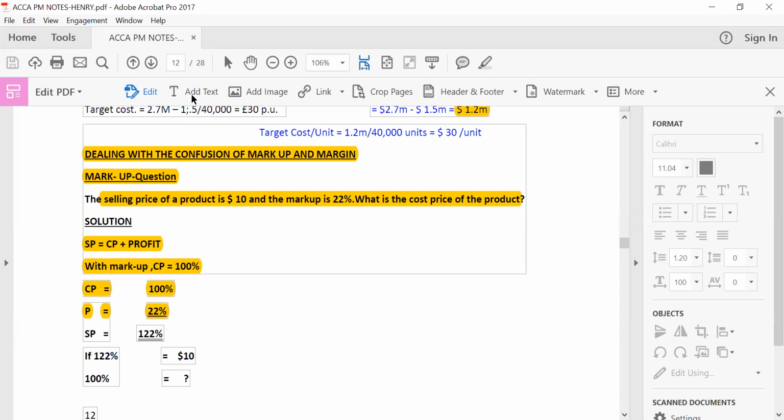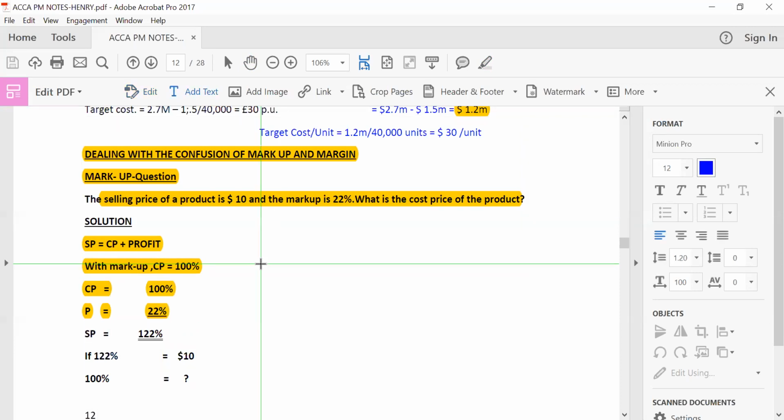Because anytime we talk about markup, cost price is 100%. That is determined because you are talking about markup, and you are telling me that your markup percentage is 22%. So thereafter, I can say that your selling price percentage is 122%. Since the selling price was given to me as $10, then if $10 is equal to 122%, then the cost price they are asking me to find, which is 100%, will give me what value?